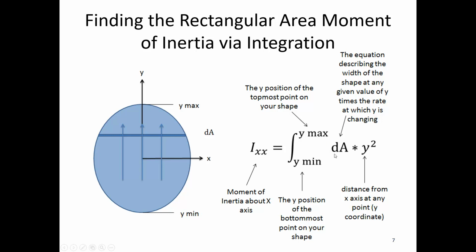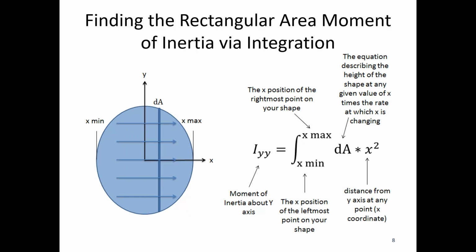dA, this is just like we did for centroids. As we go from the bottom up to the top, the rate at which the area changes is going to be equal to the width of the shape times the rate at which we're moving up. So the equation describing the width of the shape is going to be in terms of something times y, and the rate at which we're moving up is simply dy. So now the dy winds up in here, and whatever this dA function is, the equation describing the width times dy, we multiply that by y squared, and that is what we are going to integrate.